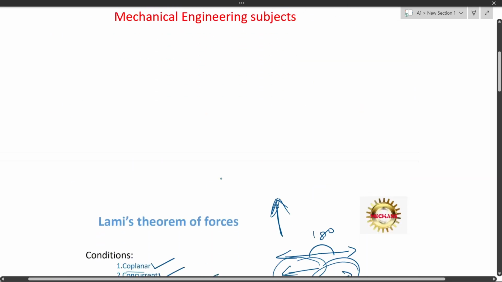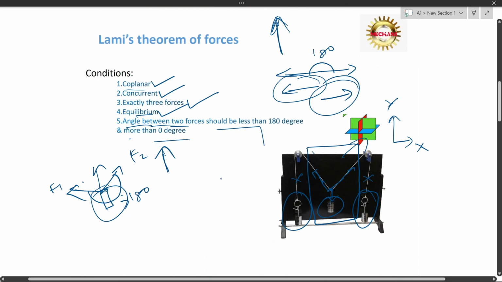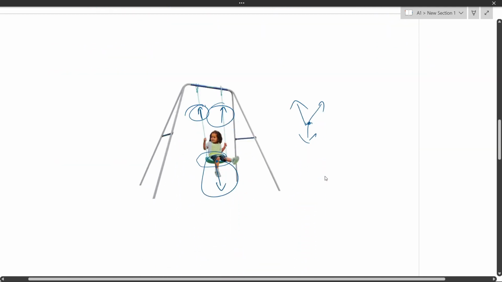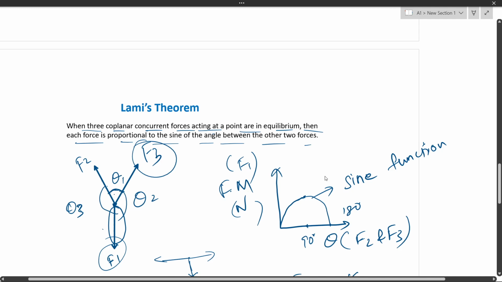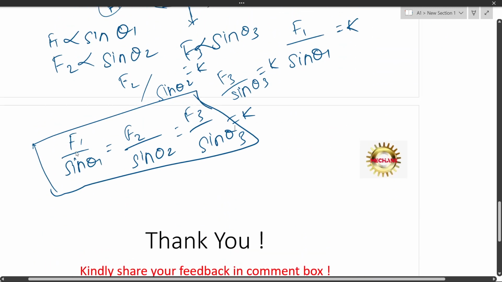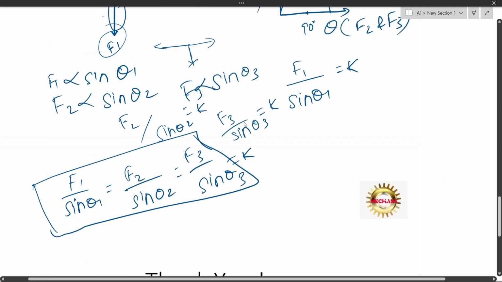If you want to apply Lami's theorem, we should have five conditions: coplanar, concurrent, exactly three forces, all the forces in equilibrium, and the angle between two forces should be less than 180 degrees and more than 0 degrees. If all the conditions are satisfied, we can apply Lami's theorem. Lami's theorem means that each force is proportional to the sine of the angle between the other two forces. So that's what I derived here: F1 over sin theta 1 equals F2 over sin theta 2 equals F3 over sin theta 3 equals K.